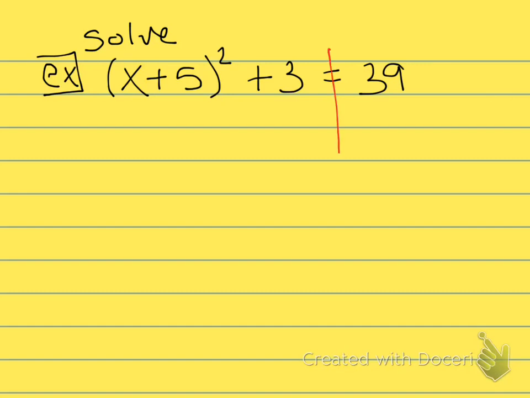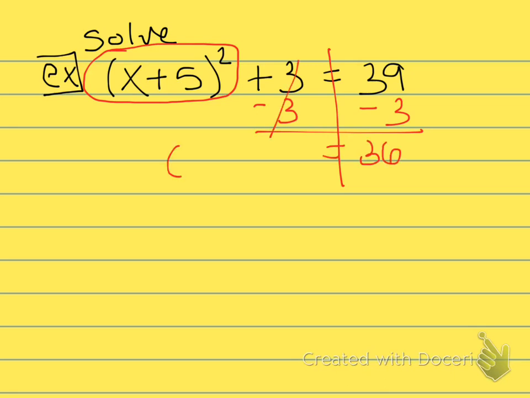The first thing we want to do is get the squared part, which is this part, by itself. So we have to move the 3. We subtract 3, and we get 36. And then over here we now have the squared part alone. So that's our first step. Now our second step is square root both sides. So we're going to square root this side and this side.